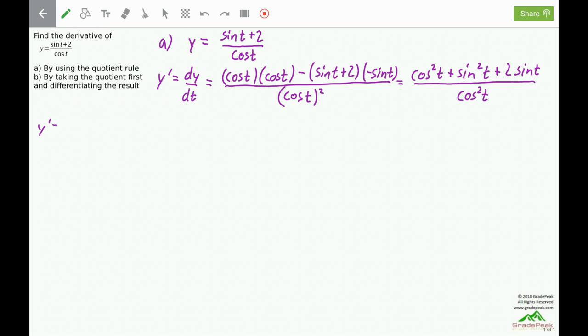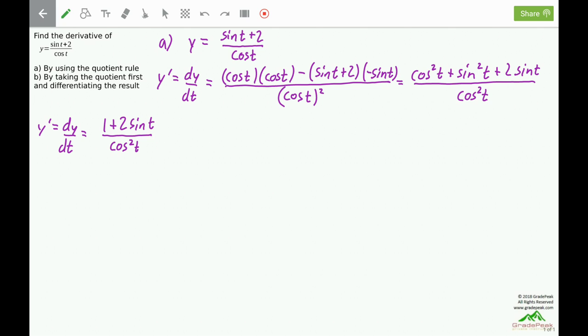So y prime, or dy dt, equals, I see cosine squared plus sine squared. That's a Pythagorean trig identity. Cosine squared of t plus sine squared of t equals 1, and we can replace that entire portion of it that we see right here with a 1. Let's do that. That will certainly simplify this. 1 plus 2 sine of t, all divided by cosine squared of t.